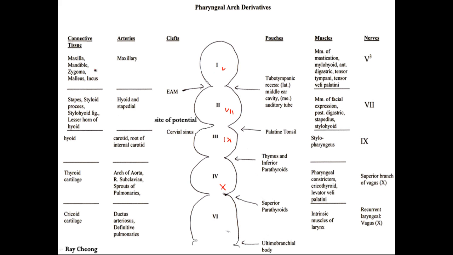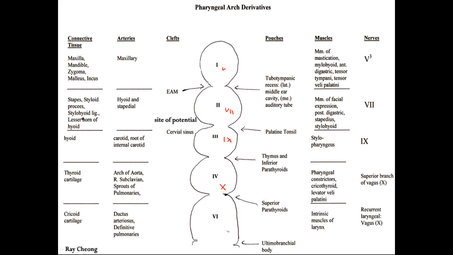All right, what kind of connective tissues do we see here? Well, in arch 1, we're going to see the maxilla, the mandible, the zygoma, the malleus, and the incus. Think of the muscles that attach to these, and those are mainly innervated by the trigeminal, arch 1. Arch 2 connective tissues: stapes, remember the stapedius muscle, innervated by 7. Styloid, stylohyoid ligament, lesser horn of hyoid. These all are arch 2 derivatives.